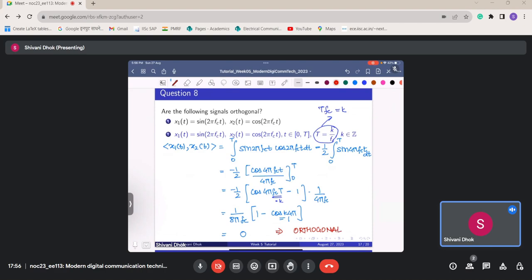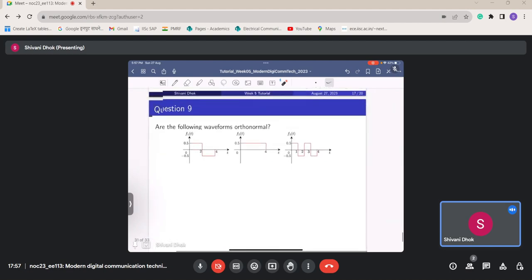Now one thing to note is that this is orthogonal just because we are considering T equal to K by fc. If this condition is not satisfied, then this thing here will not be equal to 1, and then those won't be orthogonal. Therefore, in order to have these orthogonal, I need to keep this T as K by fc. Just because of this condition, I am getting it to be orthogonal. I hope this point is clear, and let's go to the next question, which is something like this.